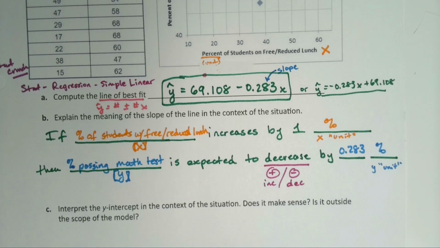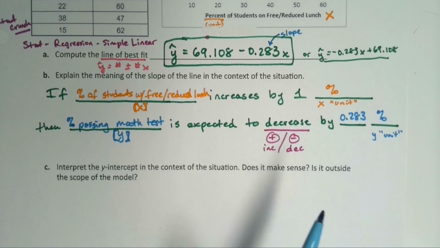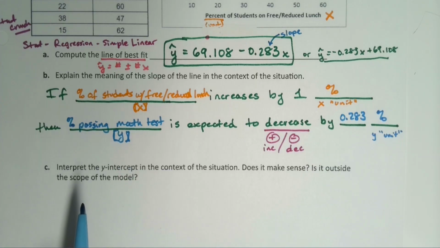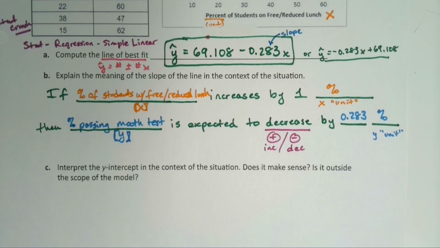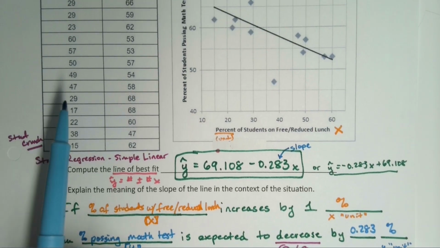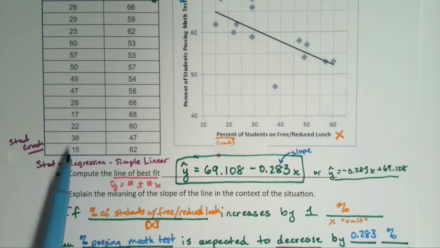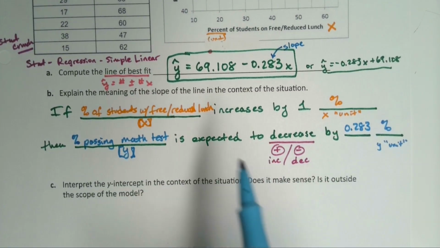All right, so we've used the script to help us. Now, interpret the y-intercept in the context of the situation. Does it make sense? Is it outside the scope of the model? Okay, well that's a bunch of questions actually. So let's look at interpreting the y-intercept, which I would argue does not make sense. And I think maybe we should just say it that way. The y-intercept would be if a school had no students, 0 students on free reduced lunch, right? So think of what the y-intercept is.